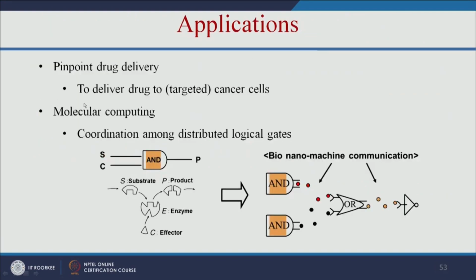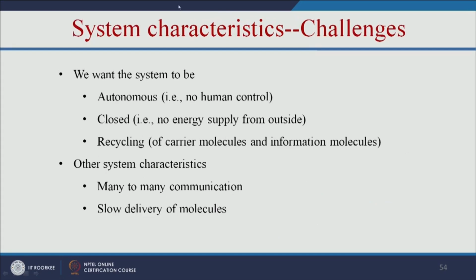So, what is the main application of this? We can have pinpoint drug delivery, we can deliver the drug to the targeted cancer cells very specifically. As I told you earlier, if both substrate and effector are there, then only it will form the product. But still a lot of challenges need to be addressed, because we want the system to be autonomous, we do not want any human control, and we want the system to be closed, that means no energy supply from outside, and we also want recycling of the carrier molecules, and again we want slow and sustained delivery of drug molecules.